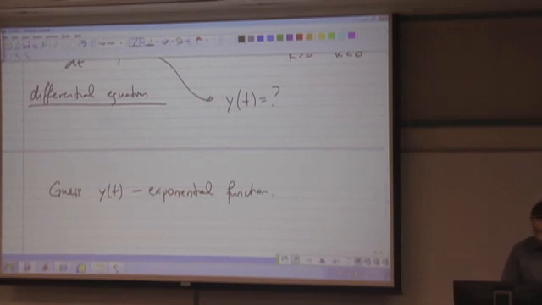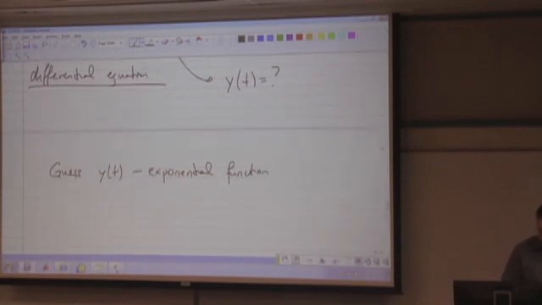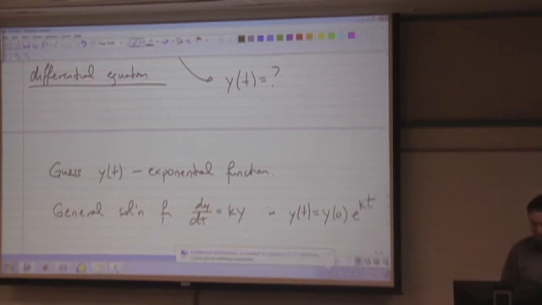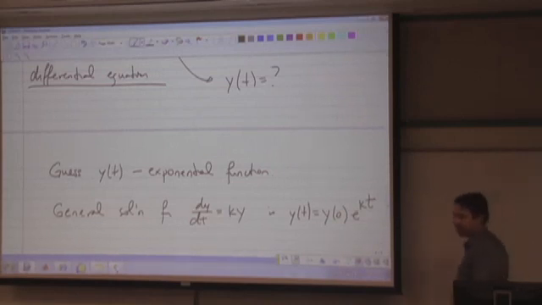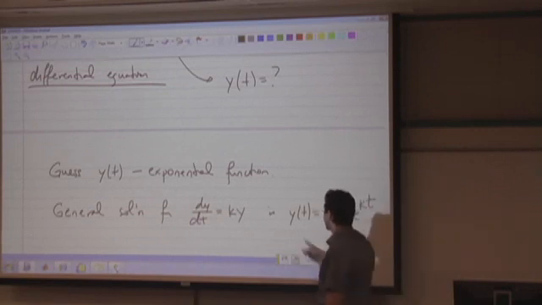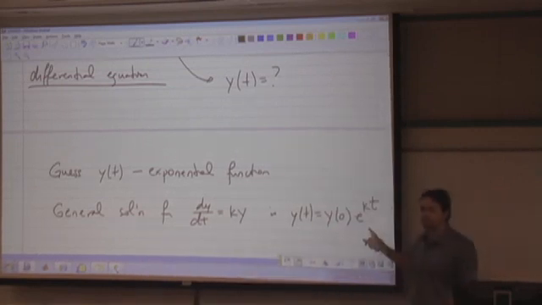As it turns out, we can actually do more than that, and we can say that the general solution for dy over dt is equal to k times y is y of t is equal to y of 0 times e to the kt. And this is the logistic model for the population growth, for the population function.